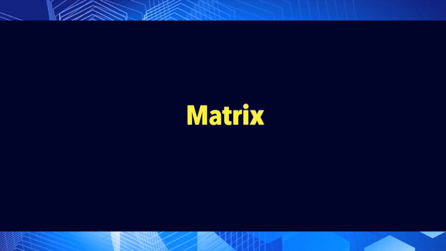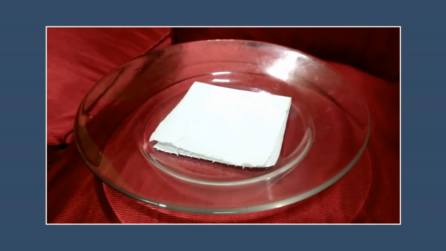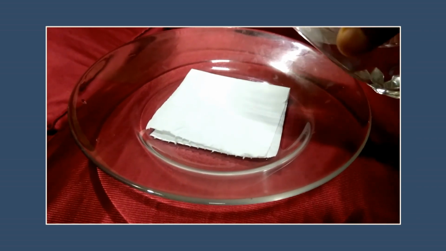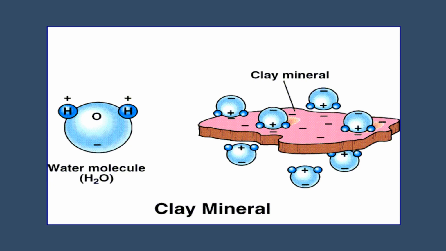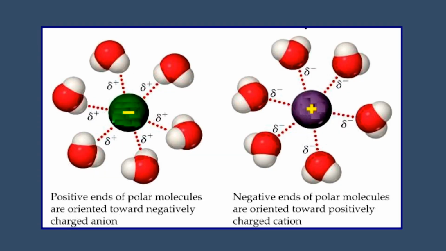One more factor, that is matrix. A material with surfaces that bind water is called a matrix. Many charged molecules or surfaces, for example clay particles, proteins, cell wall polysaccharides, form electrostatic interactions with polar water molecules and therefore bind water.